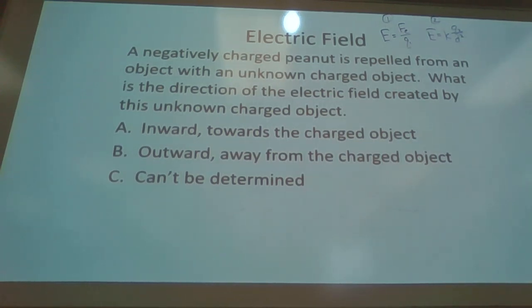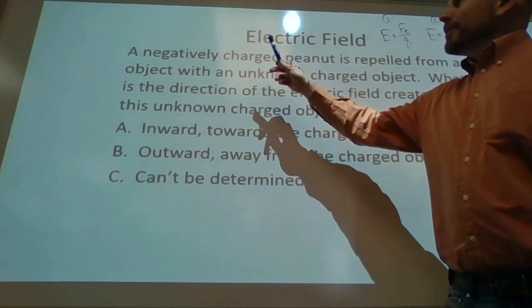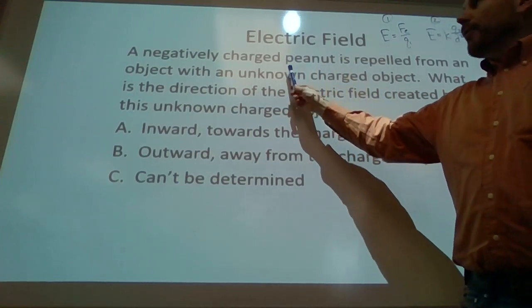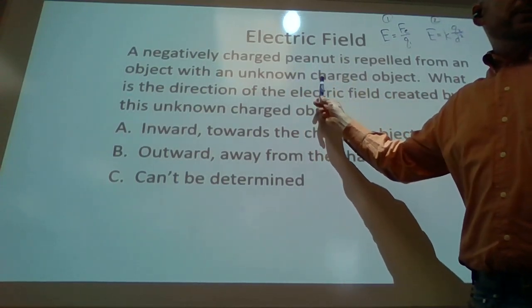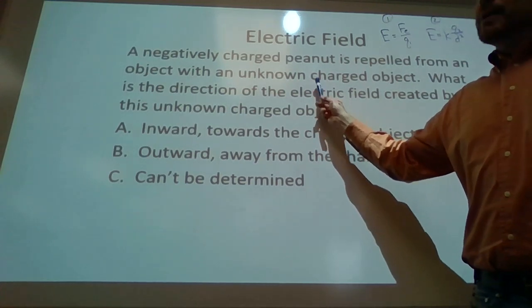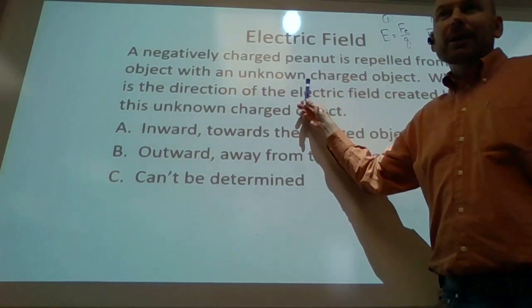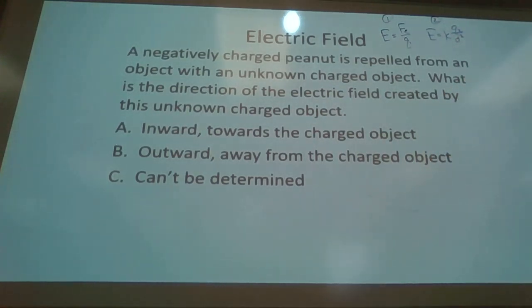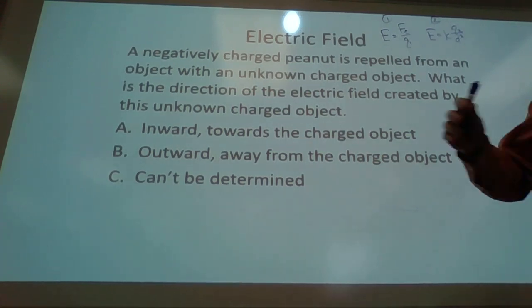Okay, correct answer is? Okay, here we go. Ready? A negatively charged object is being repelled by an unknown charge. Therefore, what is the charge on this unknown charge? It's repelled, has to be the like charge, so it's negative charge. What field, which direction does a negatively charged object create? Inward directed field. A is the correct answer.